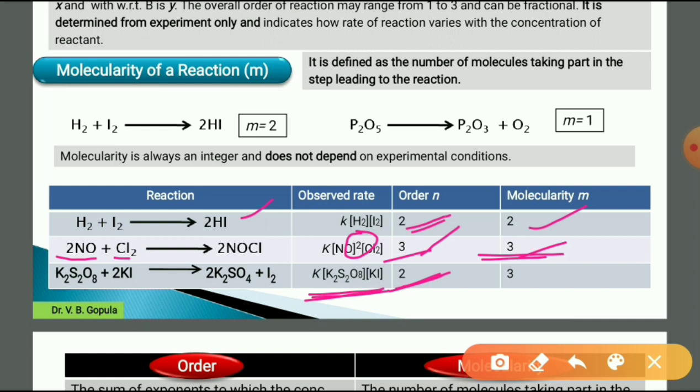Now the molecularity of this reaction will be 3, because two molecules of KI are taking part in the reaction and one molecule of K2S2O8. So these are a few examples of reactions which involve the order of reaction and the molecularity of a reaction.